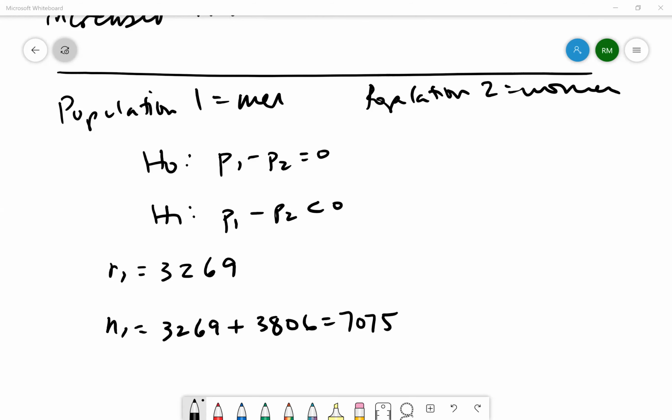And the number of women they saw smiling in public was 4,471. And the number of women they saw total was 4,471 plus 4,278. In other words, the total number of women observed was equal to 8,749.